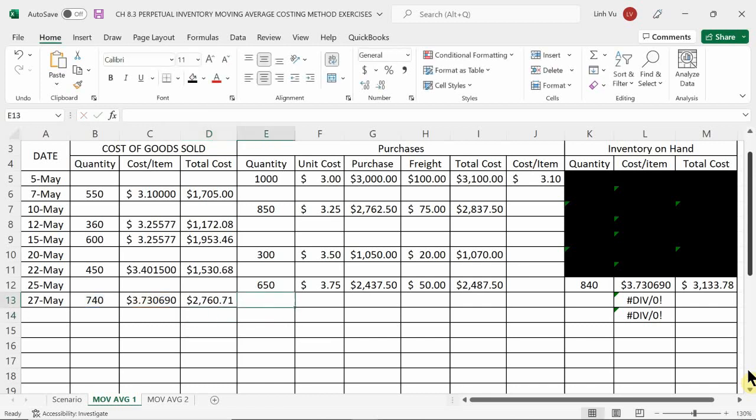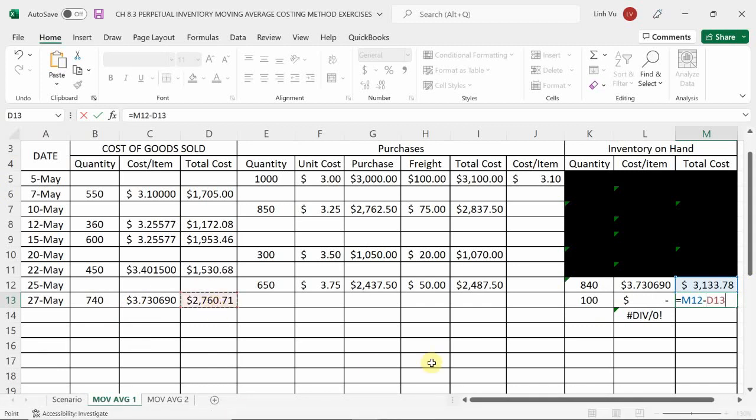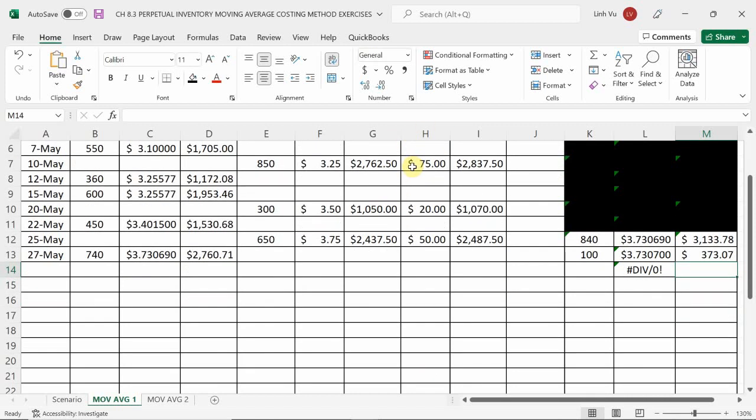$2,760.71. So now 840 minus 740 will give you your exact 100. $373.07. Good. And that's the first part there. Now I'm done with this one, so let's see what happens when I do the second scenario.